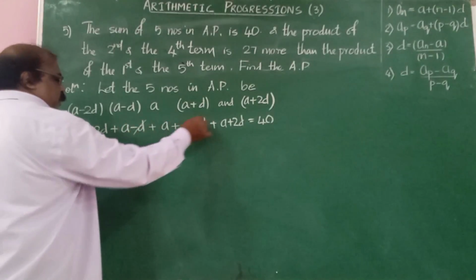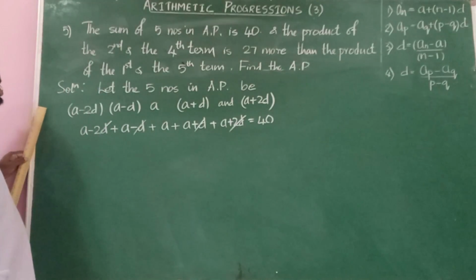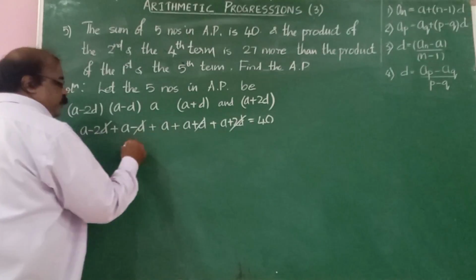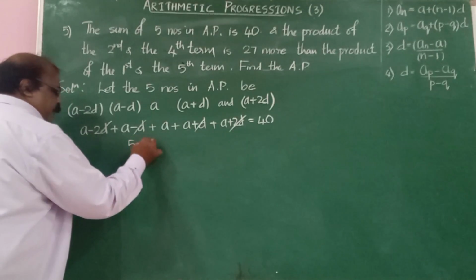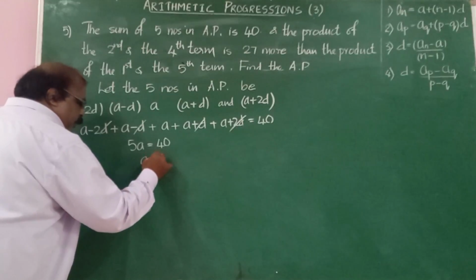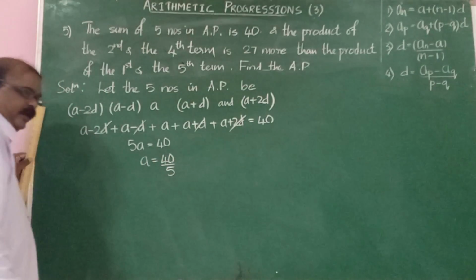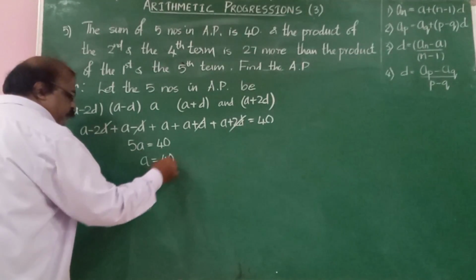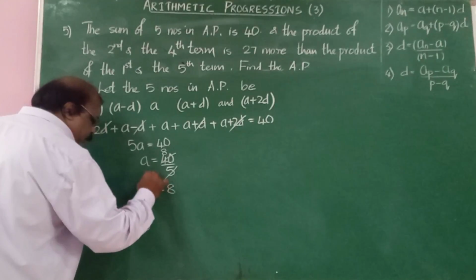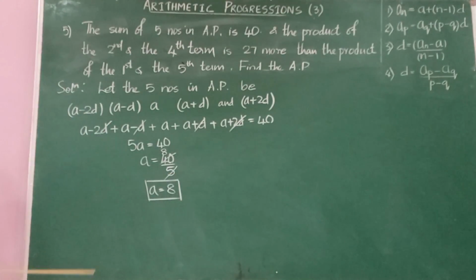Minus D plus D cancel, minus 2D plus 2D cancel. So I get 1A plus 1A plus 1A plus 1A plus 1A, that is 5A is equal to 40. So therefore A is equal to 40 upon 5. What is 40 upon 5? 5 eights are 40. I have got the value of A.